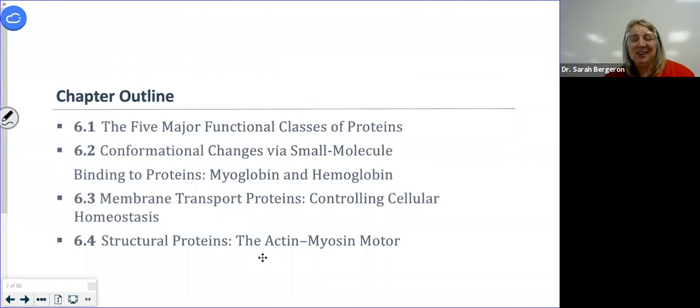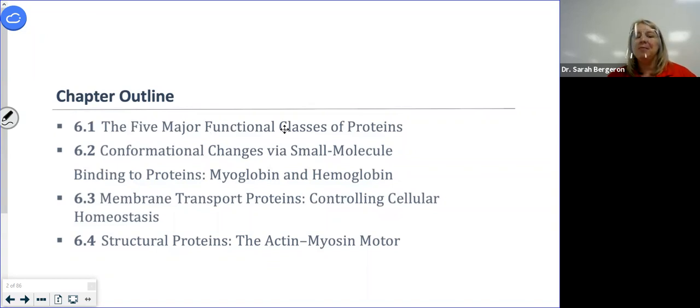Okay. So what are we doing in chapter 6? Chapter 6 is protein function. We've talked about how proteins fold. We've talked about how we use proteins in biochemistry, how we purify proteins in biochemistry, but basically how do they work is this one. So this is how proteins work.